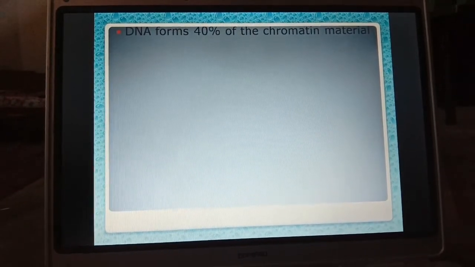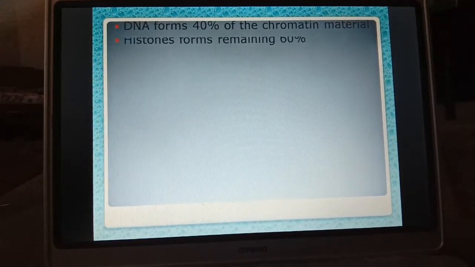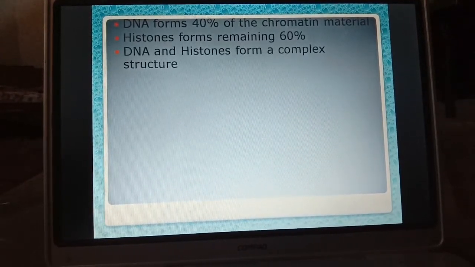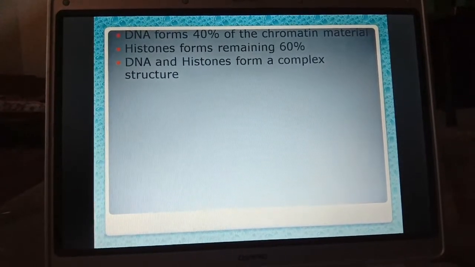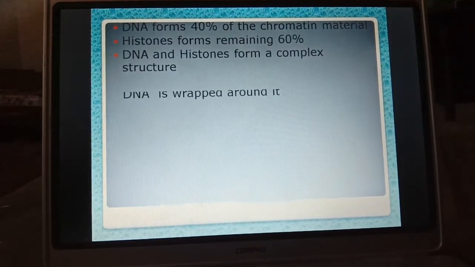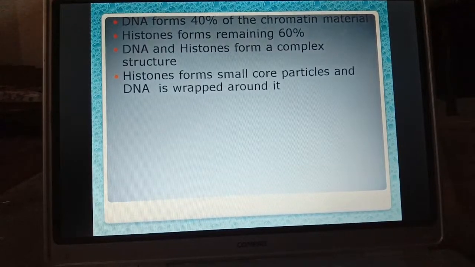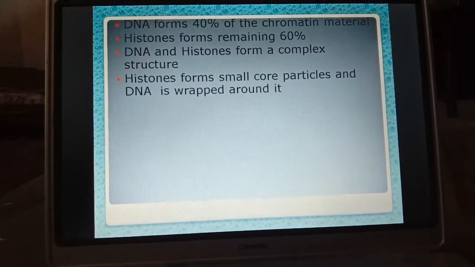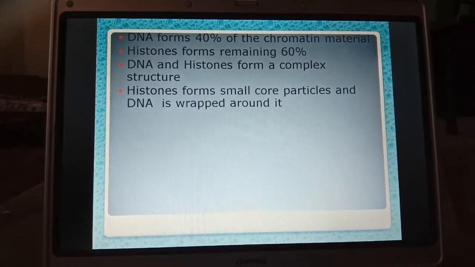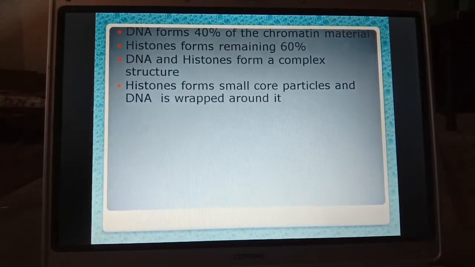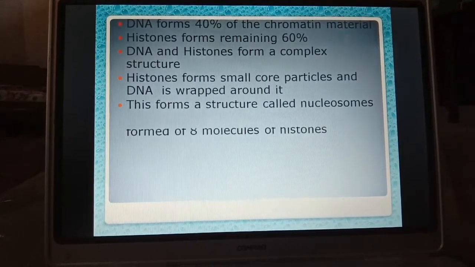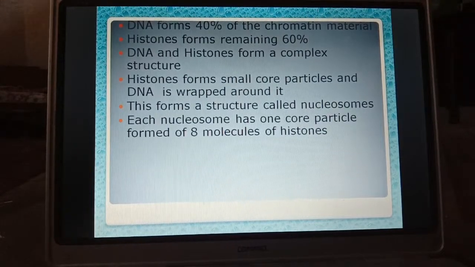DNA forms 40% of the chromatin material. Histone forms the remaining 60%. Altogether 100%, means 60% is histones, 40% is DNA. Both this DNA and histone form a complex structure. Histones form a central small core particle, and DNA is found wrapping around it. This forms a structure called nucleosomes.